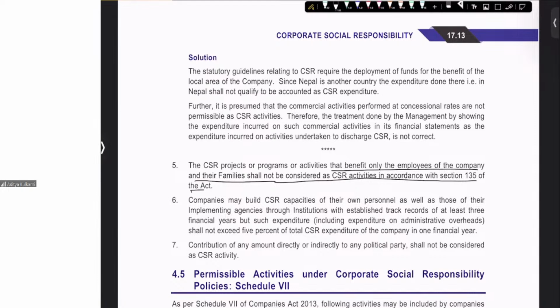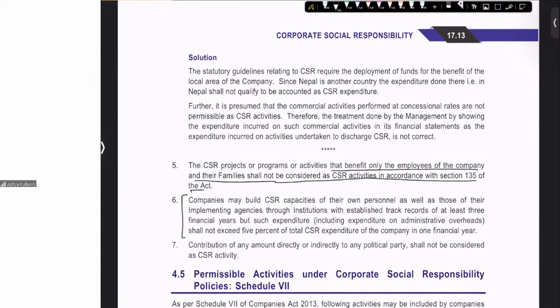You don't know, companies are very creative in avoiding the statutory requirements. Okay, they are very, very creative. So they will start doing everything for employees because employees के लिए करेंगे, employees मेहनत करेंगे हमारे लिए, they will work for us. So therefore, the act is very clear. Exclusively for employees is not CSR. It becomes something like staff welfare that you are doing in the name of CSR. So therefore, that is excluded. Okay. Then build CSR capacities of their own personnel through implementing agencies, through institutions with established track records. Okay.